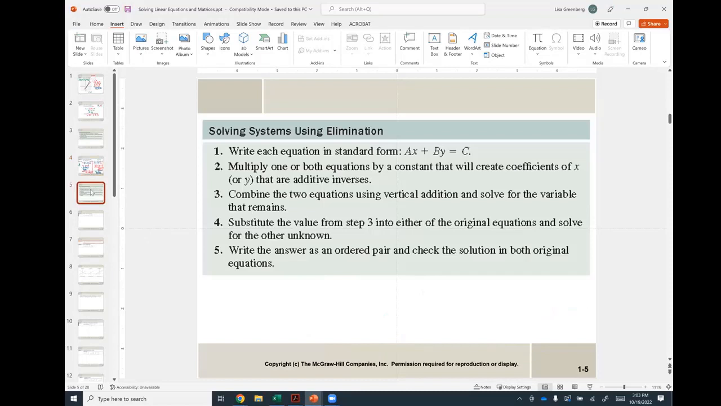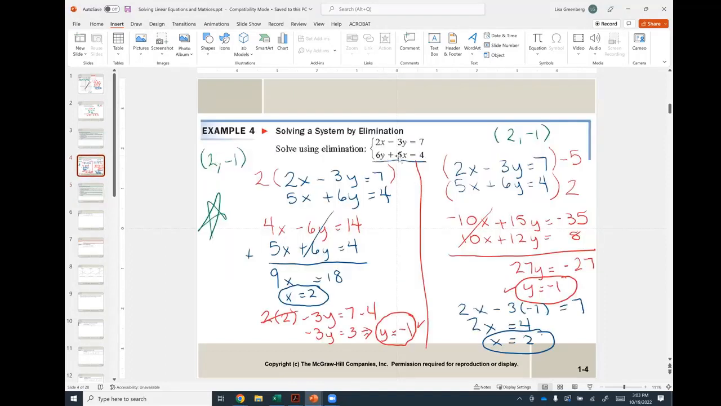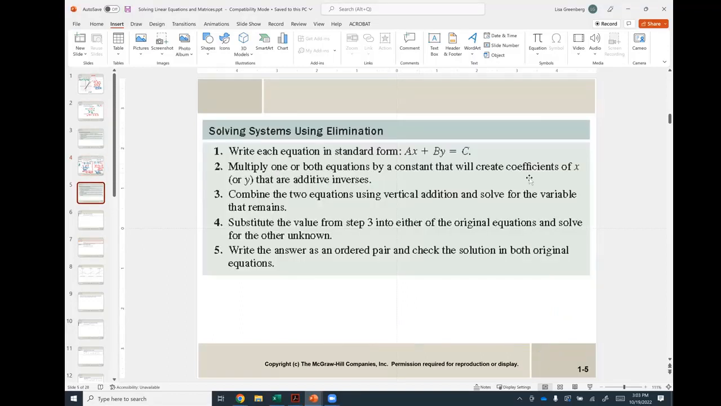Next. So solving systems using elimination. Again, write each equation in standard form. Remember, we had it here, and I said make sure that the x's are together and the y's are together. That's what the first one means. Just make sure that you start with x, b, by plus equals c.